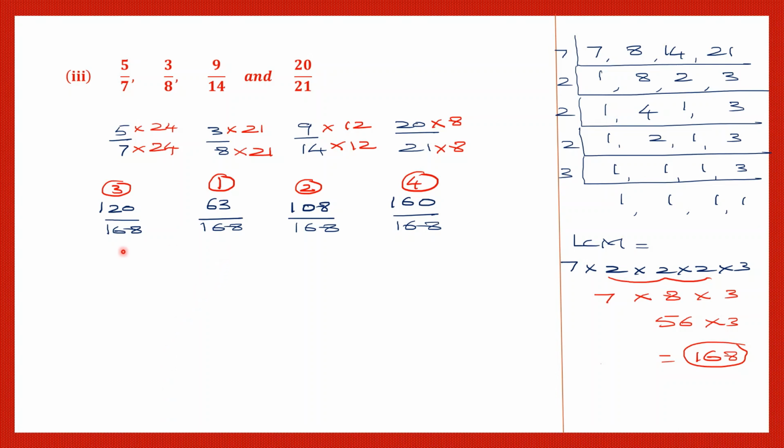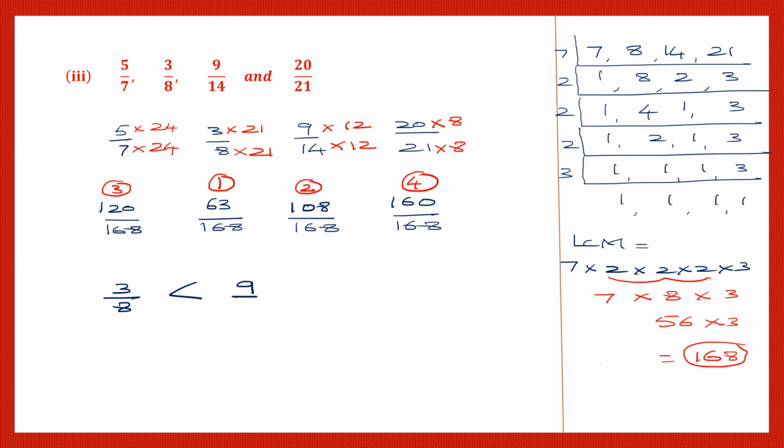63 by 168 is the second fraction. So the second fraction is 3 by 8. So let's write that 3 by 8 is smaller than the next one. The second one is 108, which is the third fraction. So go to the question, look for the third fraction, which is 9 by 14. So let's write that down.